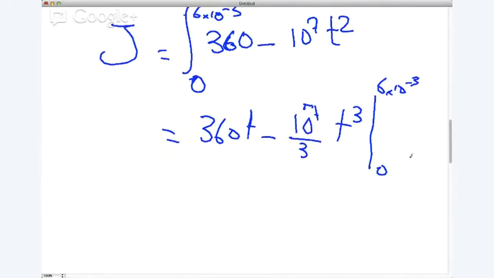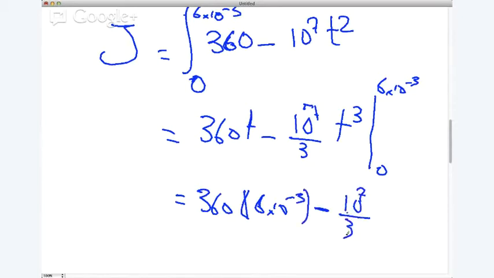It's clear that at t equals 0, the entire expression vanishes and becomes 0. So the only thing I have to worry about is 6 times 10 to the minus 3. And now I can go ahead and plug in the numbers. 6 times 10 to the minus 3 minus 10 to the 7 divided by 3.